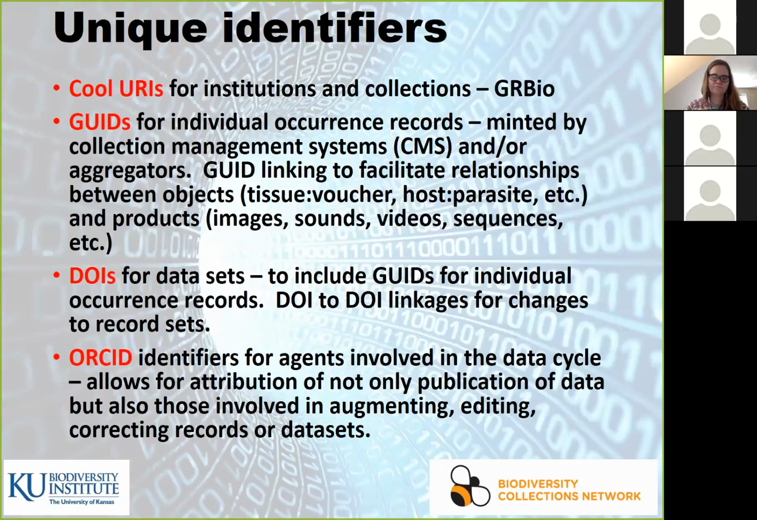We also need ORCID identifiers for agents involved in the data cycle. So it not only allows for attribution of publication of data, but also those involved in augmenting, editing, correcting records or data sets. So those people who are going and downloading data sets from an aggregator and then potentially augmenting or editing those records, they need to have credit for that. It's a positive feedback loop. The more you can give them credit for doing that, the more likely they are to continue to do it, or more people are likely to do it in the future.